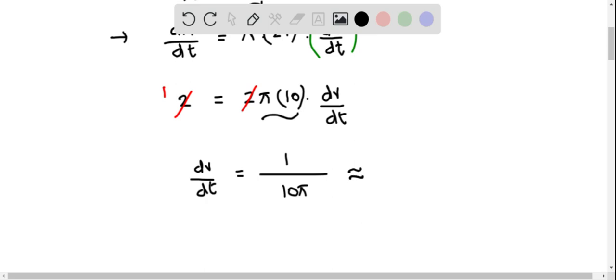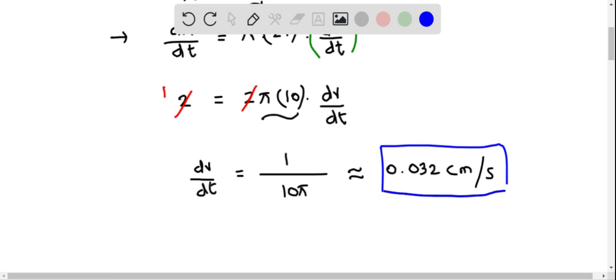And when we put this into the calculator, approximately we get 0.032, and the unit of this rate is centimeter per second. So therefore we say that the rate of change of radius is 0.032 centimeter per second.